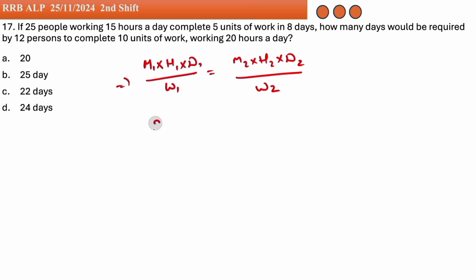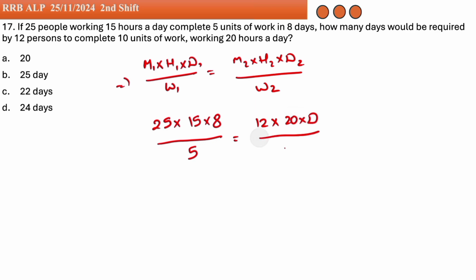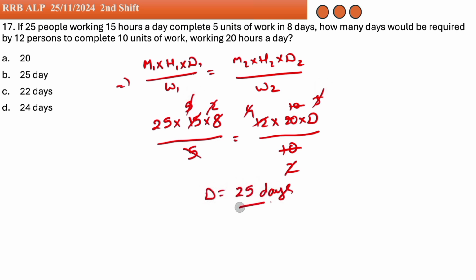So substituting here, 25 men working 15 hours, 8 days completed 5 units of work. Similarly, 12 persons working 20 hours, how many days are required to complete 10 units of work? 5 ones are 5, 5 twos are 10. And here 3 5s are 15, 3 4s are 12. 2 ones, 2 10s. 4 ones, 4 twos. 2 ones, 2 5s. These 5 and these 5 get cancelled. So number of days is 25 days.